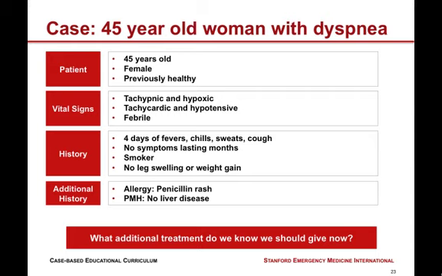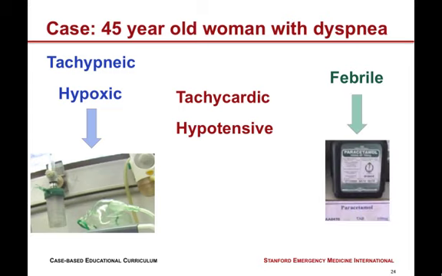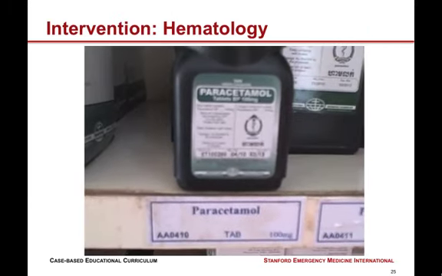So we have a question. What additional treatment should you give the patient now? We initially gave oxygen, but the patient has a fever. We should give the patient paracetamol to help reduce the fever in the patient. We know it is safe because the patient has no liver disease.